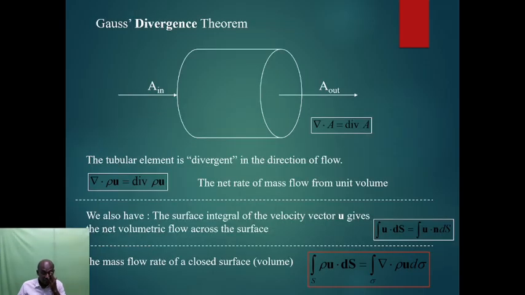Now the Gauss divergence theorem. Del dot A means the divergence of A. Del dot rho U is the divergence of rho U, the net rate of mass flow from unit volume. The surface integral of the velocity vector U gives the net volumetric flow across the surface. So U ds is equal to U dot n ds, where n is the normal vector.